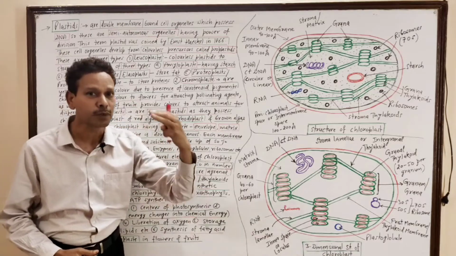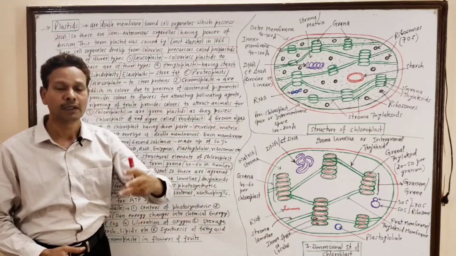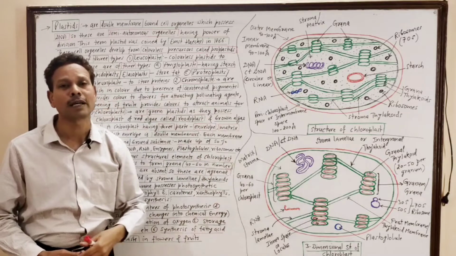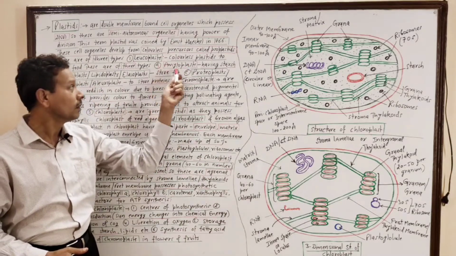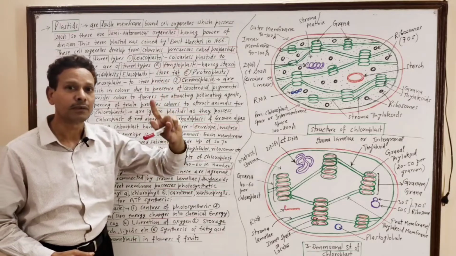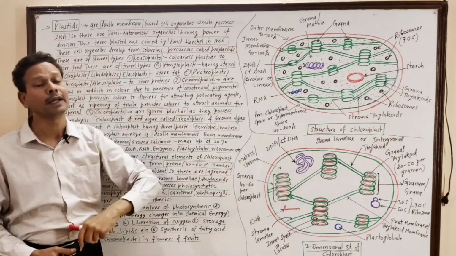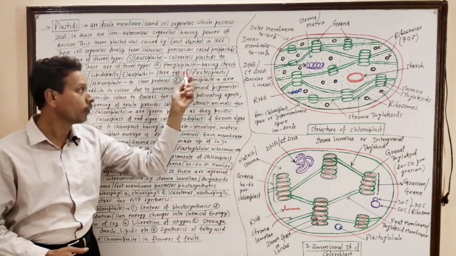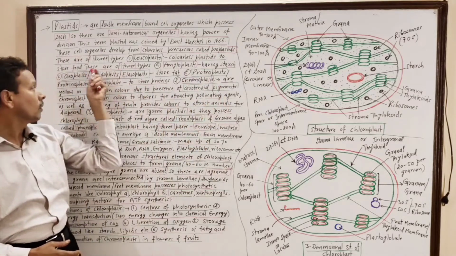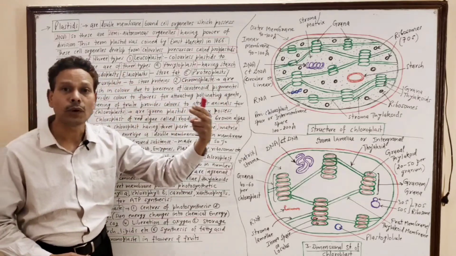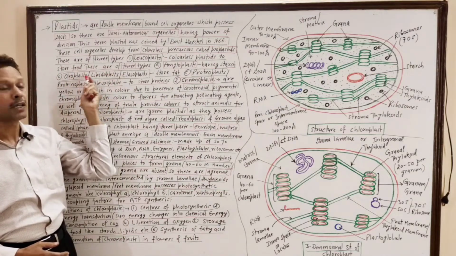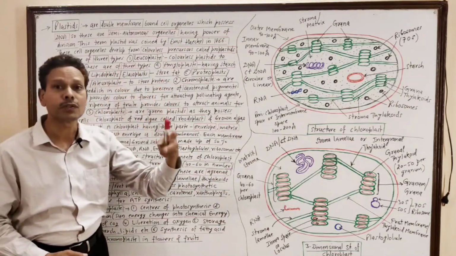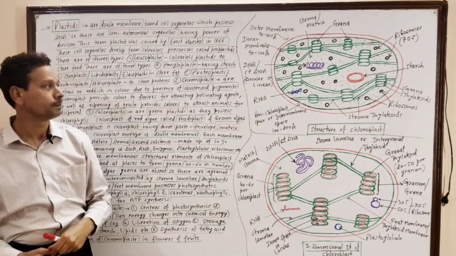On the basis of storage of food, these leucoplasts, these colorless plastids, are of three types. Amyloplast, which store carbohydrates, starch. Proteoplast or aleuroplast, they store proteins. Lipidoplast, oleoplast or elaioplast store fat molecules.